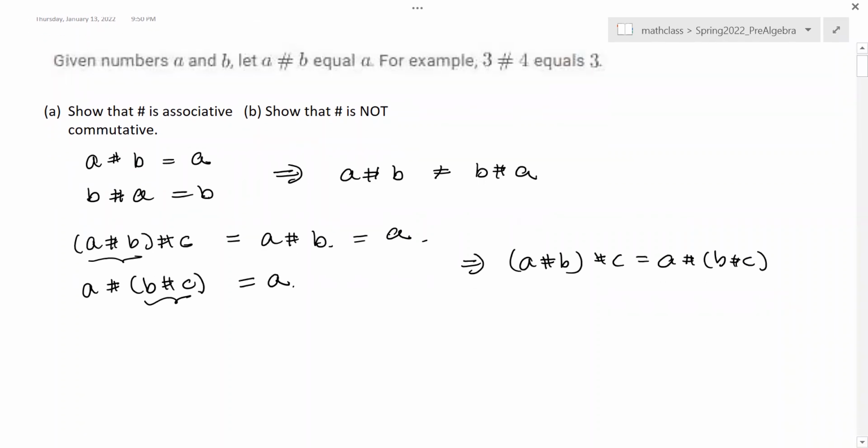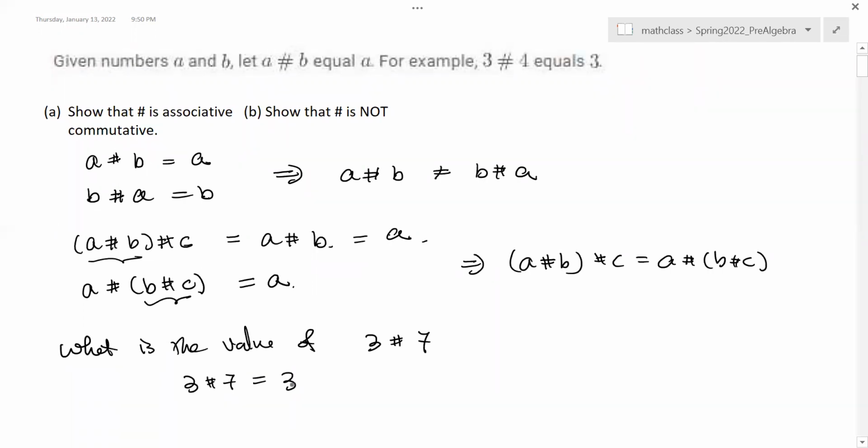Now, in the ACT, you will see some problems like that. Given a definition, define a plus b. What is the value of 3 plus 7, for example? Because in our definition you can only see the first part, that's just equal to 3. That's coming from the definition.